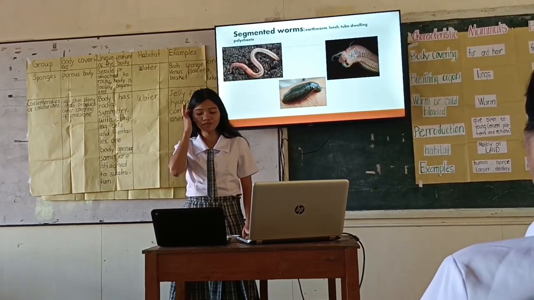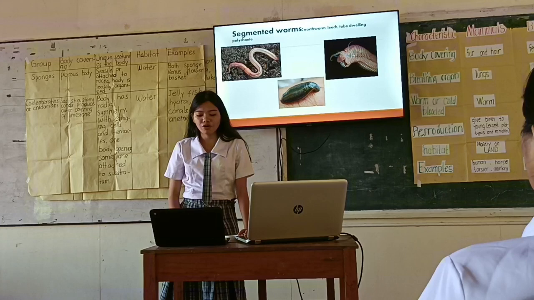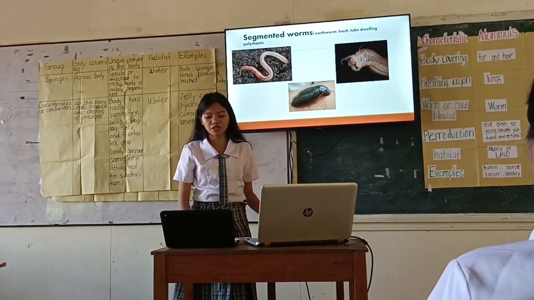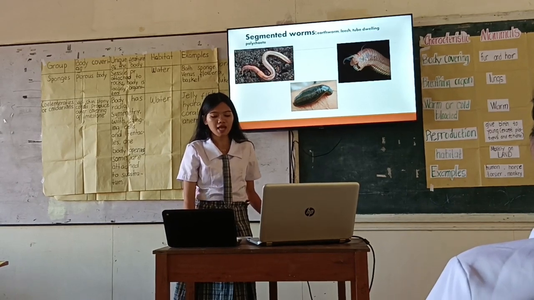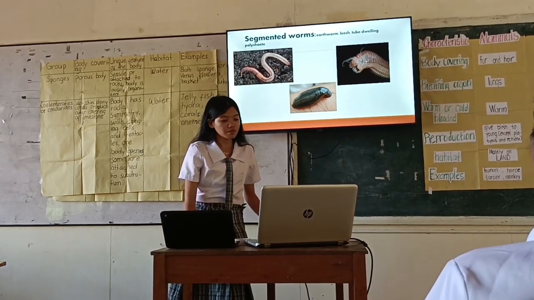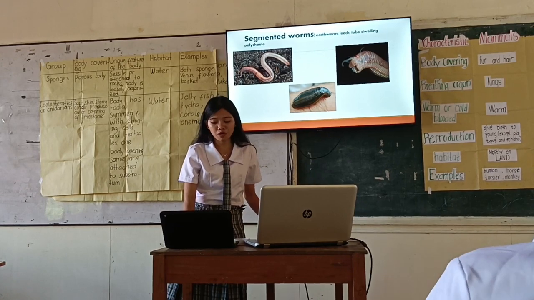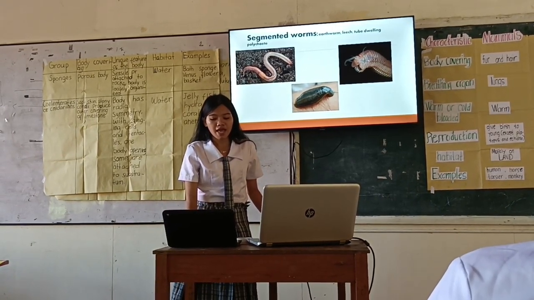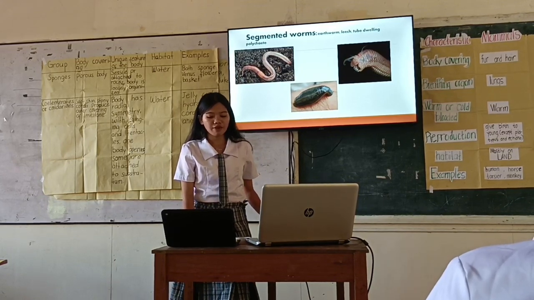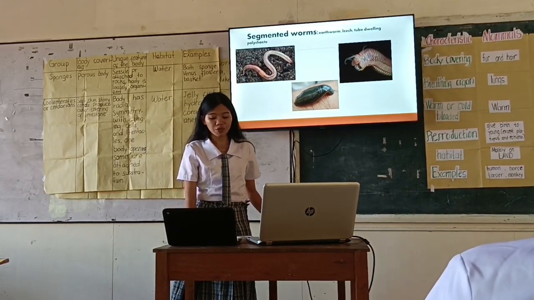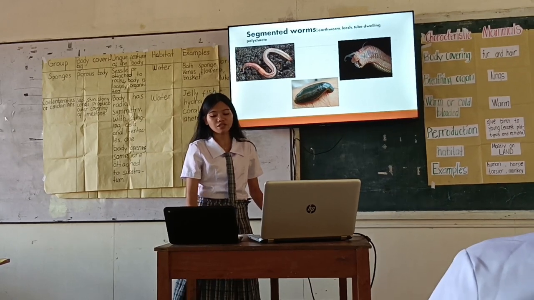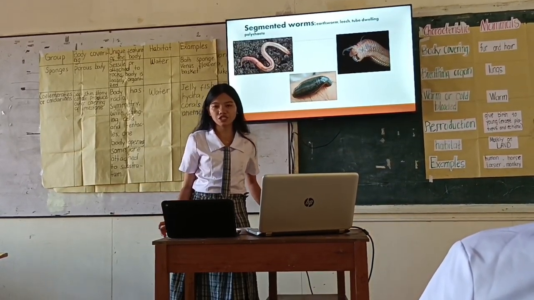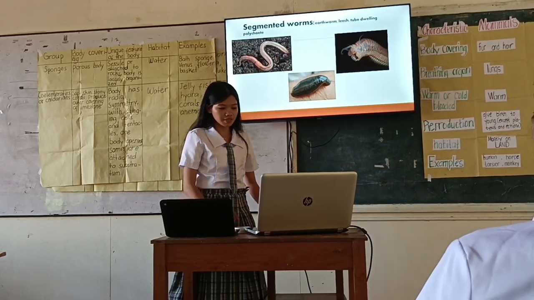And then the next one is segmented worms. Segmented worms are a group of invertebrates that have a segmented body. They include earthworms, leeches, and marine worms. Segmented worms have a coelom and exhibit bilateral symmetry. They play important roles in soil health, nutrient cycling, and as a food resource for other animals.